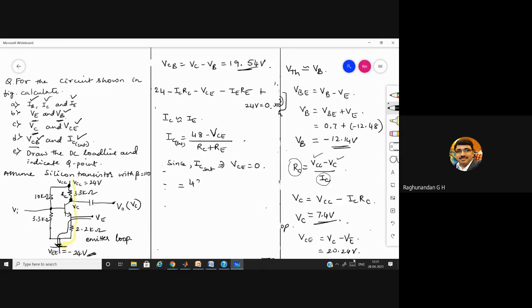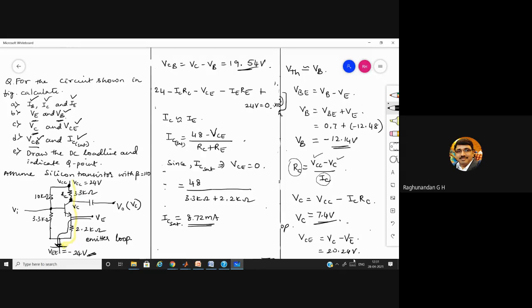So now 48 divided by 3.3 kilo ohm plus 2.2 kilo ohm gives 8.72 milliamperes. That is your IC saturation.